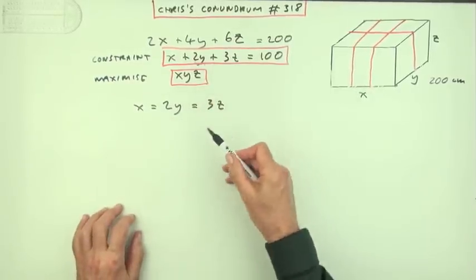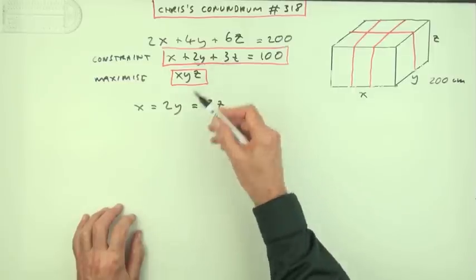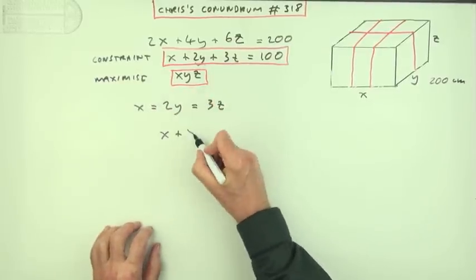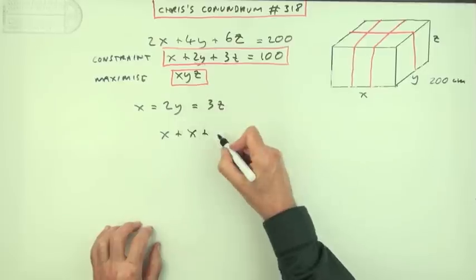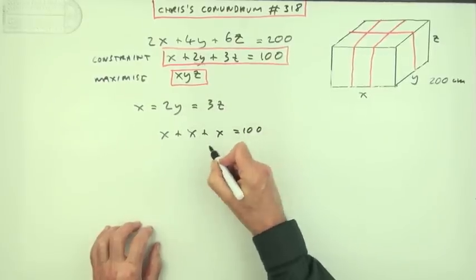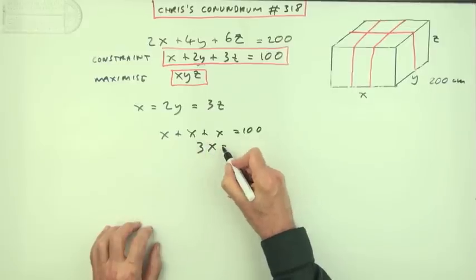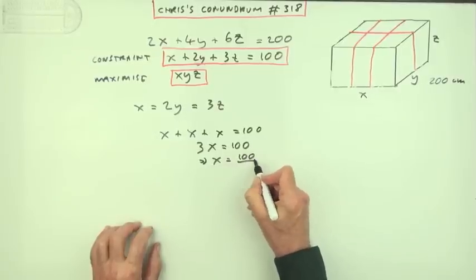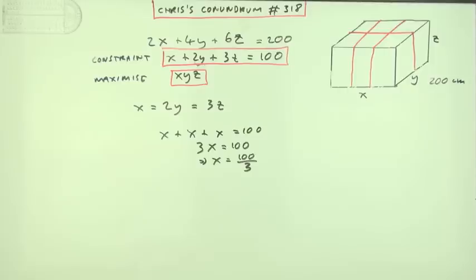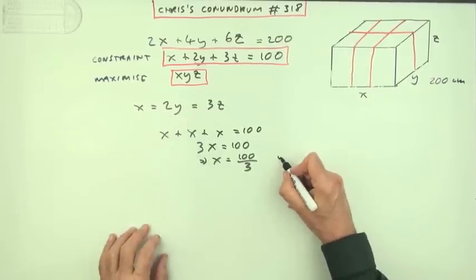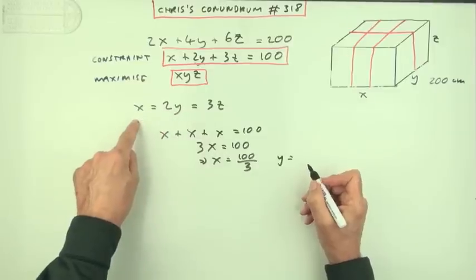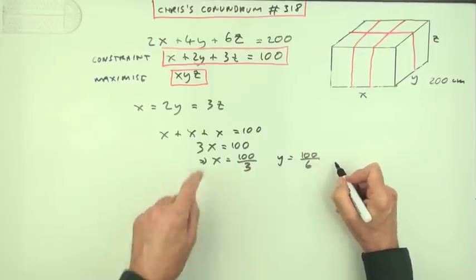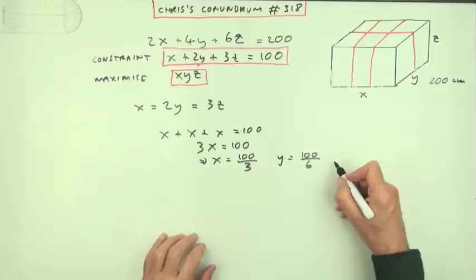Well, I could put them into this constraint here. So using that constraint, I've got X plus, now 2Y is also X, and 3Z is also X. So that tells me that 3 lots of X would be 100, which means that X is going to be 100 upon 3 centimeters. And then straight away, Y is going to be X divided by 2. I could call that 100 over 6, or 50 over 3. And Z will be X divided by 3.